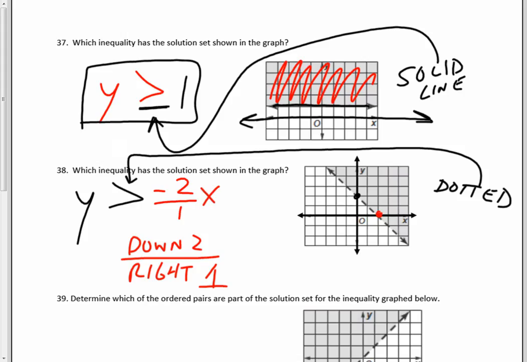Where is it crossing the y-axis? So 1, 2. You find the slope. The slope helps you with what's in front of the x. This number tells you the rest of the equation.